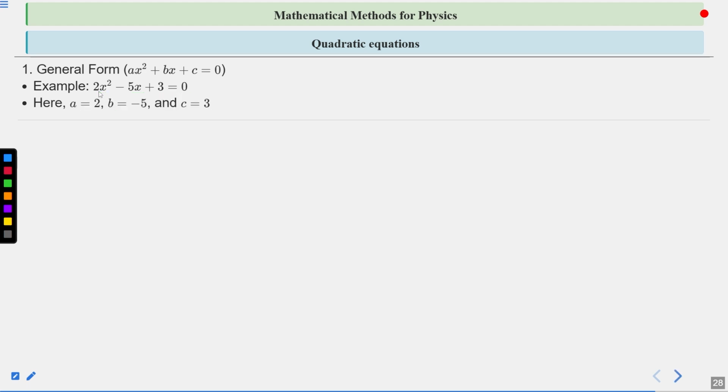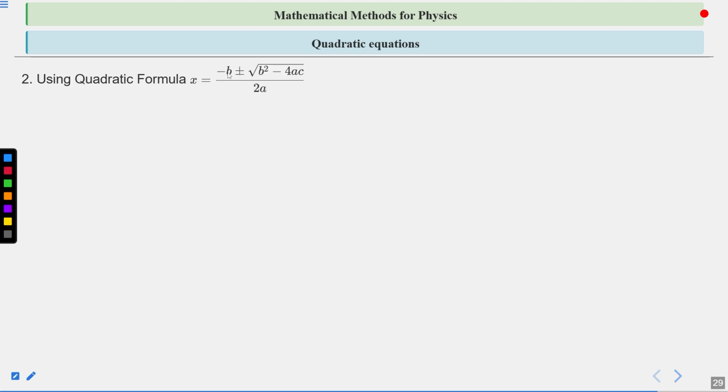Now, what are the values of the coefficients? Compare with the general form, ax square plus bx plus c. So what will be the value of a? a is 2, b is minus 5 and c is 3. Now, using the values of a, b, c, we can calculate the value of x. Minus b plus minus under root b square minus 4ac divided by 2a. This is the quadratic formula to calculate the value of x. We know the values of a, b, c, so substitute here, and we will get x.